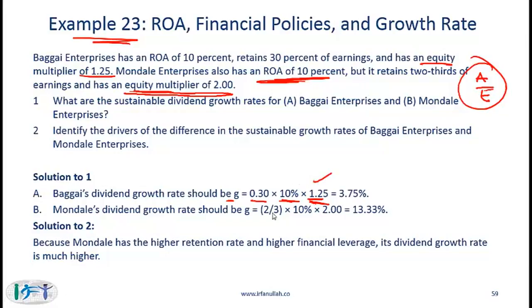Second company has a higher retention ratio of 66.66%. So that's what we use here. Times what's 10%? That is the same ROA, but the leverage is higher. So notice that the ROE for the second company, Mondale, is higher for 2 reasons. One is the higher retention ratio and the higher leverage, or as they call it, the higher equity multiplier.